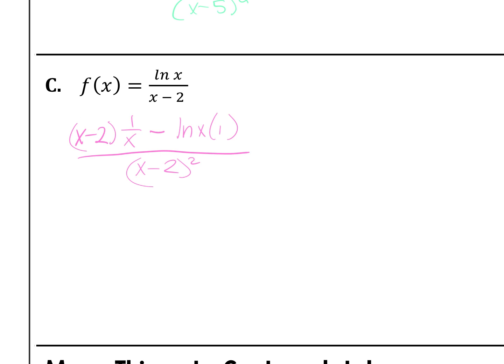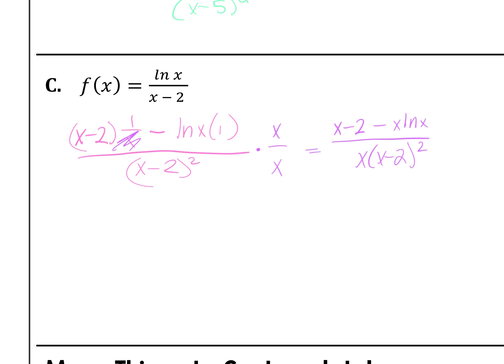Would you like to get rid of that, Isaac? Nah, it's really easy. I say we just keep it. No, you cancel the x out, right? No, because it's x minus 2. So we can multiply by x over x. On top, it will cancel this one out. So then you get x minus 2 minus x ln x over x times x minus 2 squared.